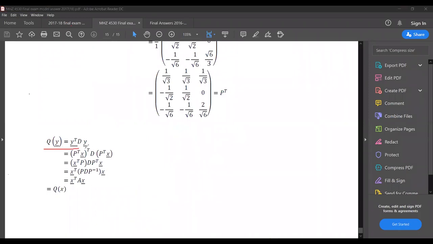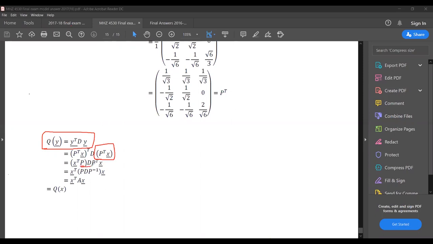They have started from Q of Y, right? And they have substituted Y; instead of Y, they have substituted PTX, that is transpose P into X. Here also they have substituted that. The transpose of that, again they have taken the transpose. Once they take the transpose again, we will again get the P, right? Row to column, and again the column will change to row. So again we will get P, and here X transpose, right?